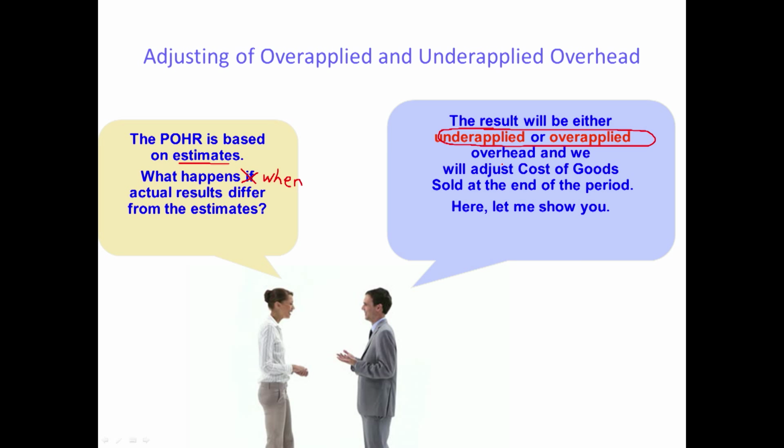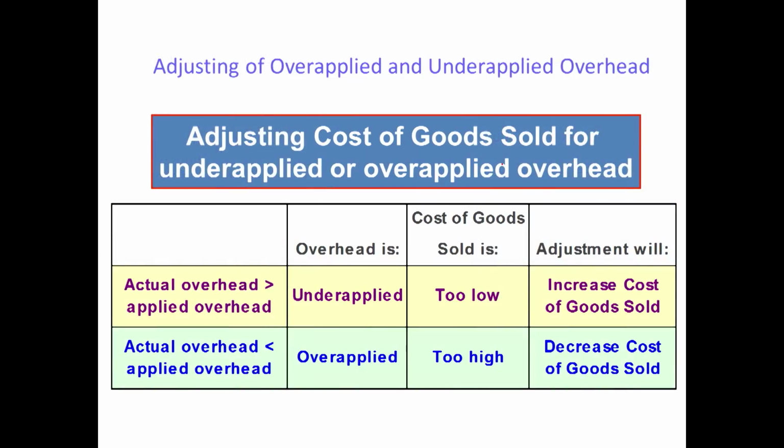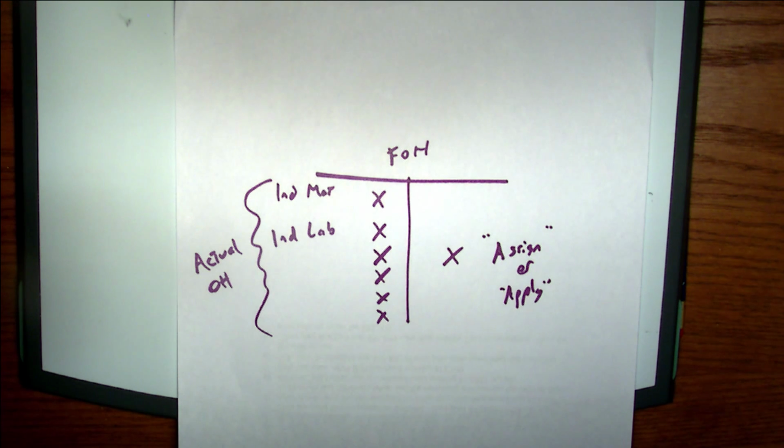Well, how do we deal with that? Well, let's take a look, okay? They show you this slide. I think it's going to actually be easier when I walk you through an example, okay? But what they said is if the actual overhead is more than what you apply, then overhead was under-applied and it's too low. If the actual overhead is less than what we applied, then the overhead is over-applied and the cost of goods sold is too high. Now, I think it's easier to walk through an example, so let's do that, okay? Let's switch over to the document cam.